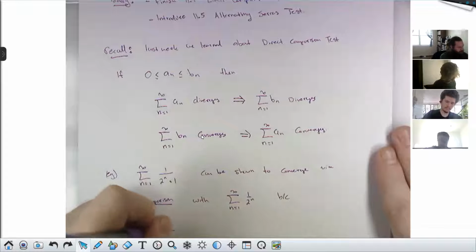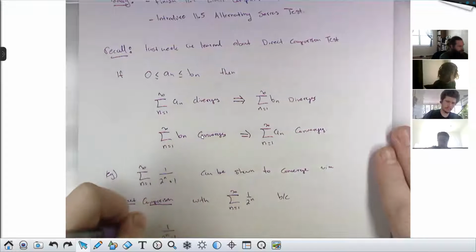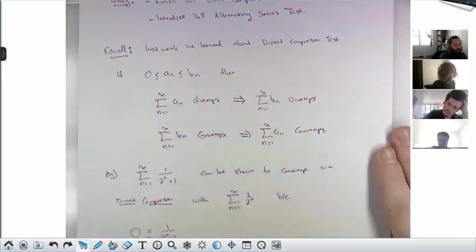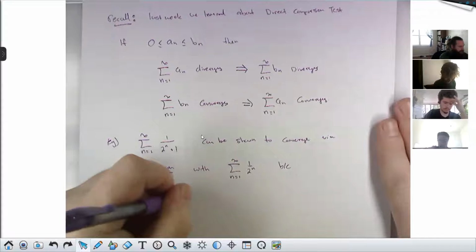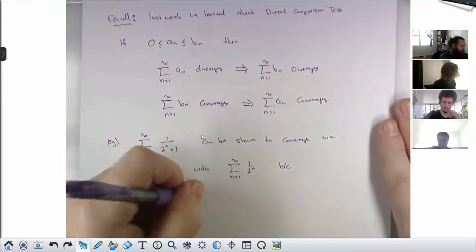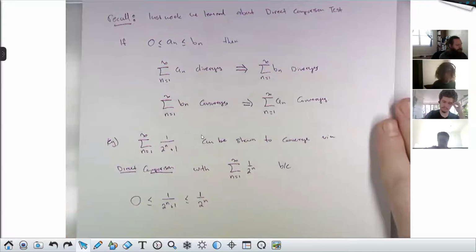Because 1 over 2 to the n plus 1, on the one hand, is certainly greater than or equal to 0. Exponentials like 2 to the n are always positive. So you add 1 to a positive thing, you definitely get a positive thing. The reciprocal of a positive thing is positive. And this is definitely smaller than 1 over 2 to the n, because its denominator is 1 larger, right? Bigger denominator means you're smaller overall.